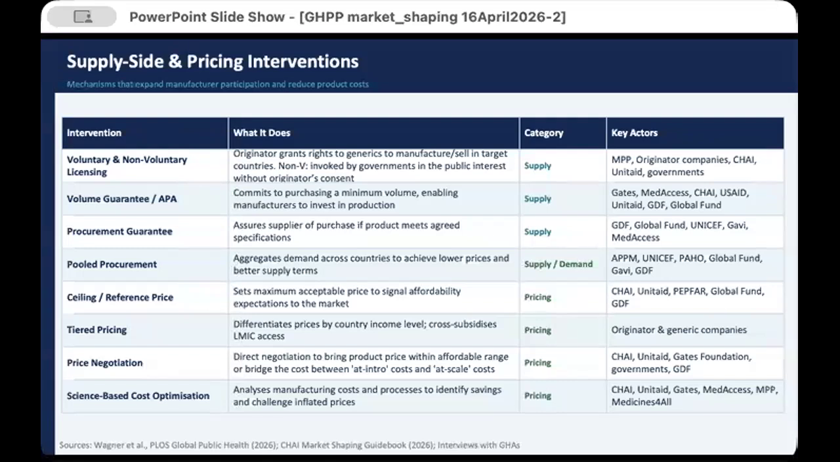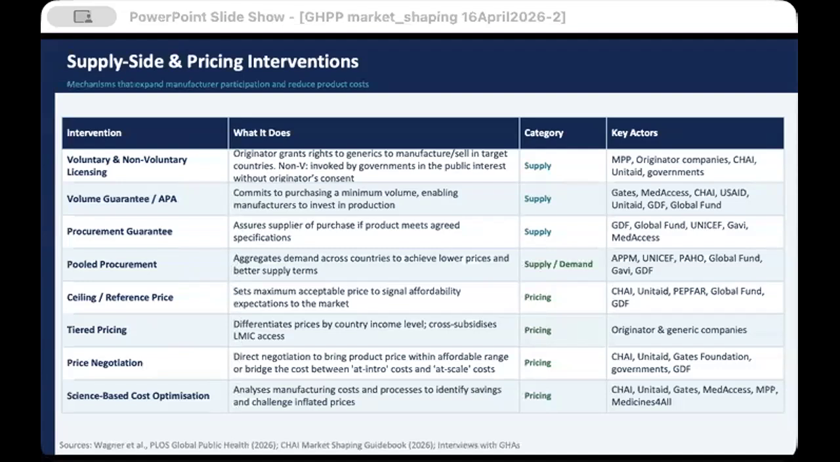volume guarantees have been helpful in terms of securing supply. A procurement guarantee is a commitment that you're going to procure, and you see a lot of the pooled procurement actors provide those. Then, of course, pooled procurement is itself an intervention. So too is setting a ceiling or a reference price. A number of the pooled procurement agencies do this. Tiered pricing is what we see from originator and generic companies providing different prices, either according to country income level, or sometimes you might see it being more arbitrary.